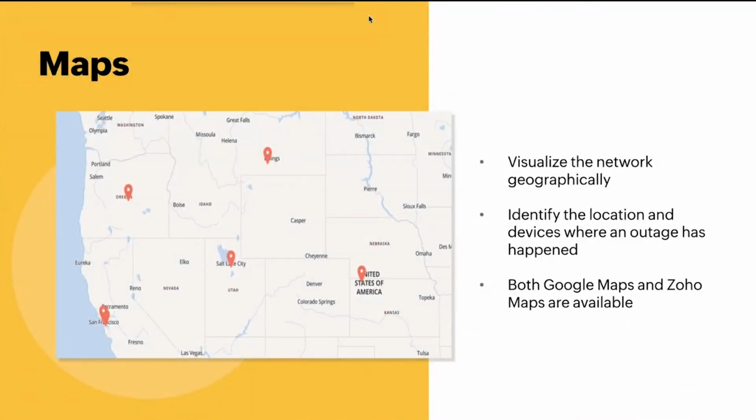Now this is an interesting feature provided by OpManager that allows you to visualize a network infrastructure over a map so that you can get a clear picture of the geographical distribution of your network devices. With complete visibility into your network, you can locate faulty devices easily. Now we have two types of maps, Google Maps and Zoho Maps. If you have a Google account, you can create Google Maps and visualize them in a Google Map. And if not, you can use Zoho Maps, which is available for free.